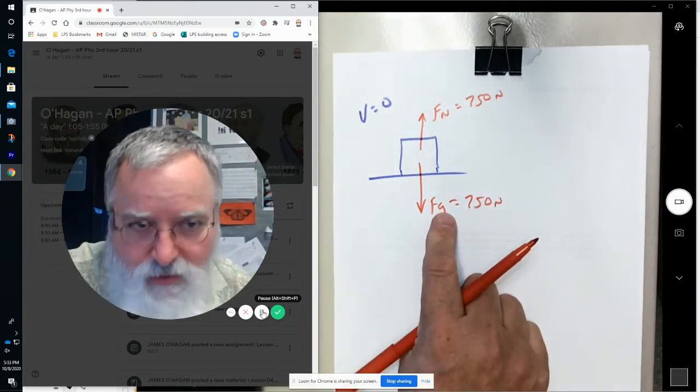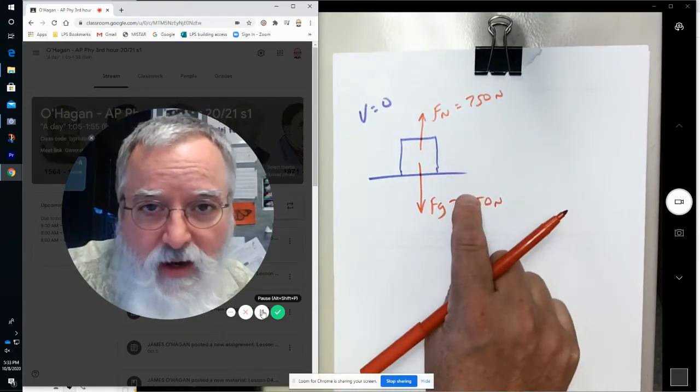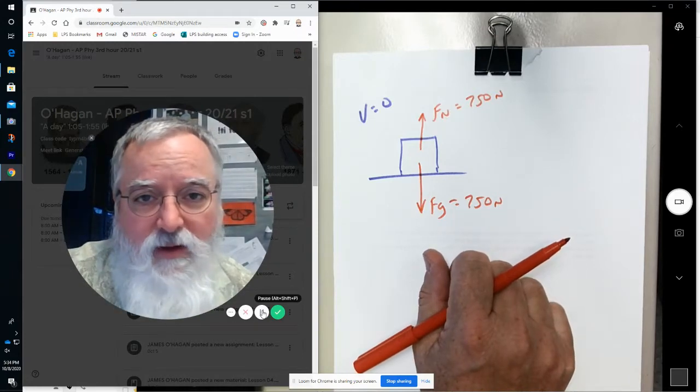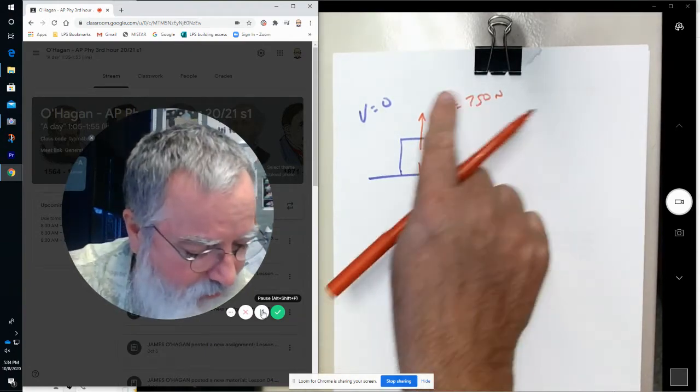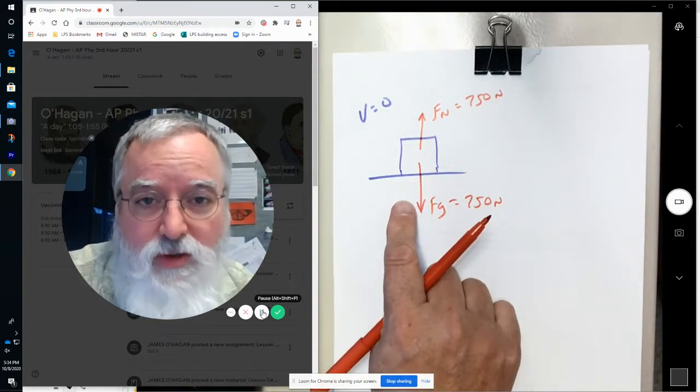That is not Newton's third law. What we're talking about there is an example of Newton's first or second law. I don't know if I said it wrong, but right here, this is not an example of Newton's third law.